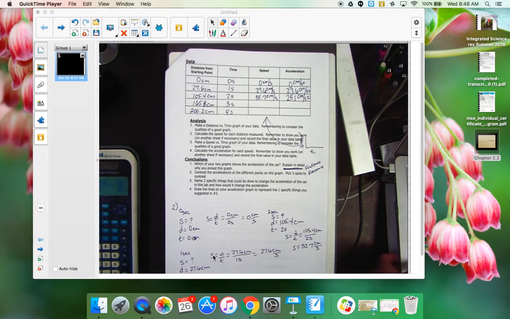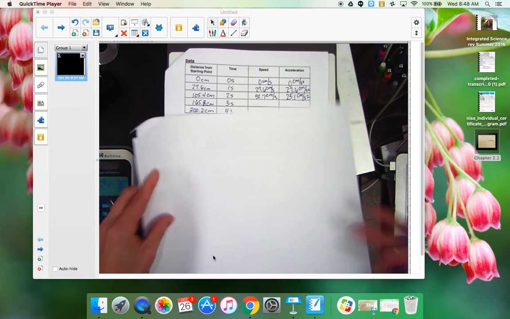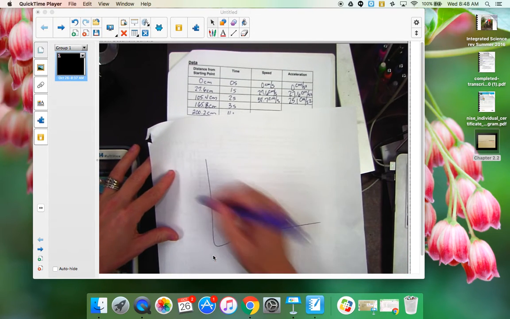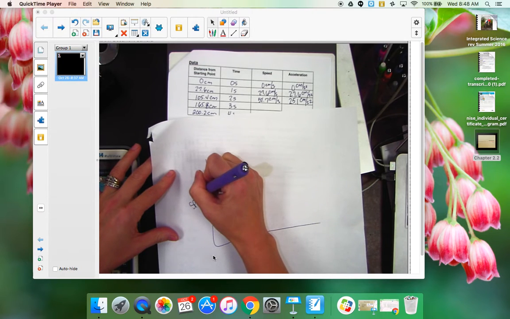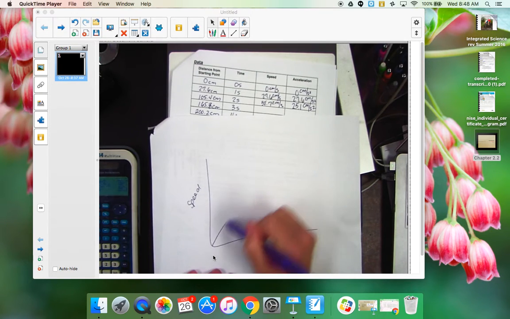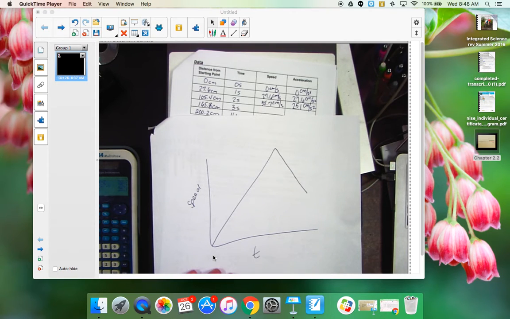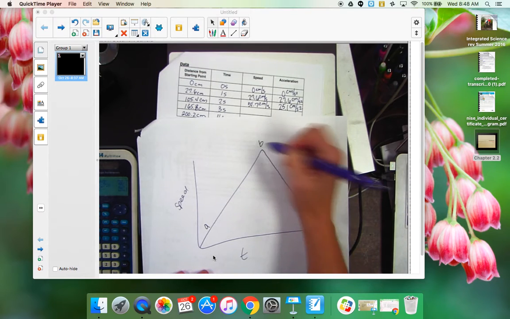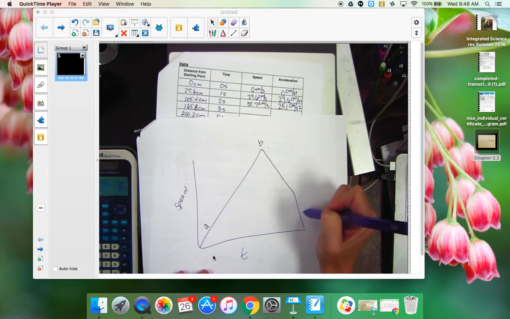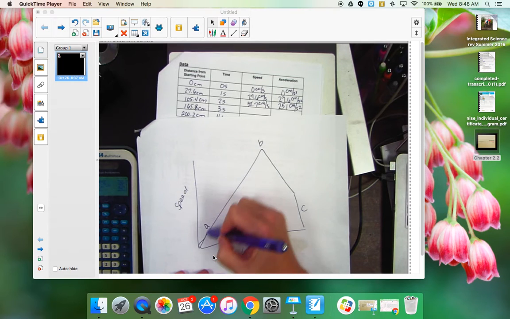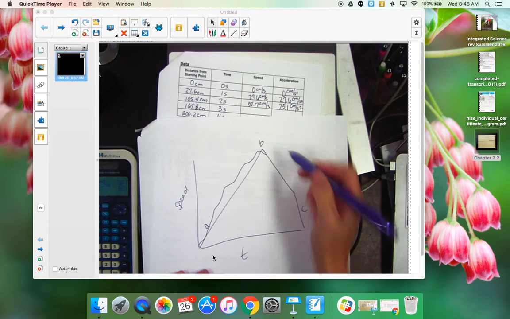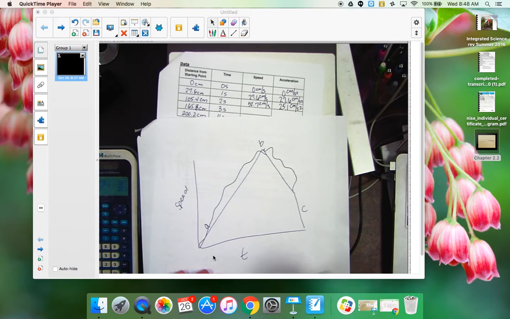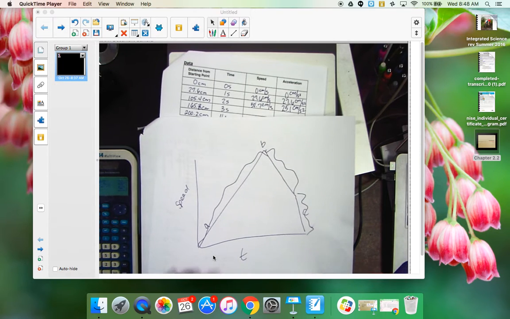So, just for time's sake, this is my speed. I'm going to imagine my graph looks something like this. This might be A. This might be point B. Okay, and this might be C. So I'm going to talk about what happened in this segment, what happened in this segment, and what happened in that segment. You're going to have some definitive segments on your graph to make sure that you talk to me about.